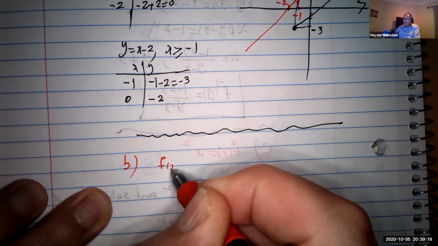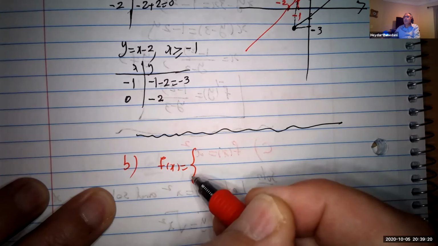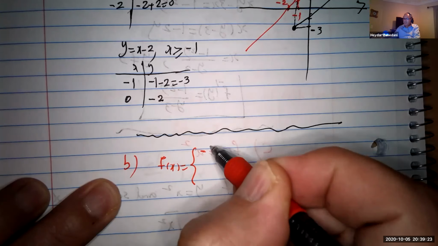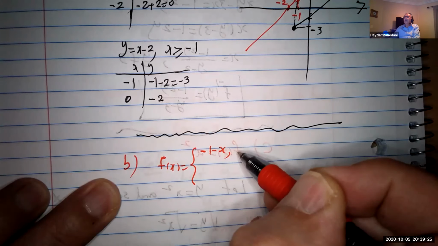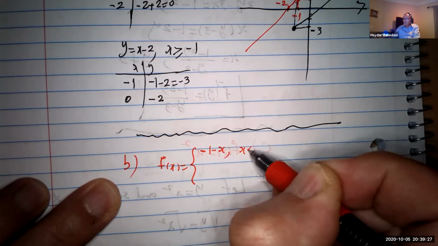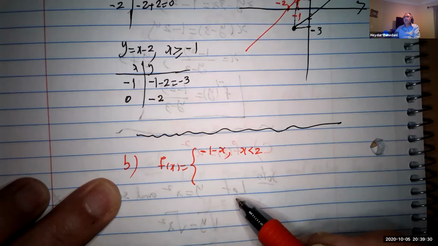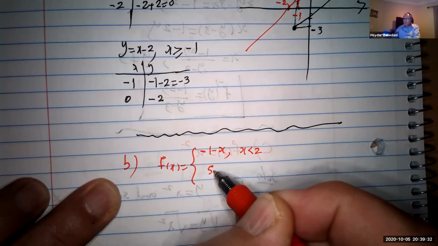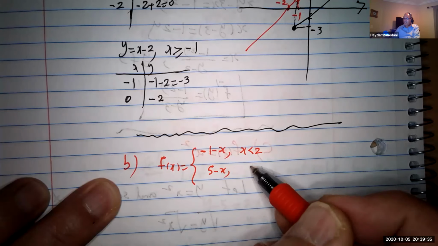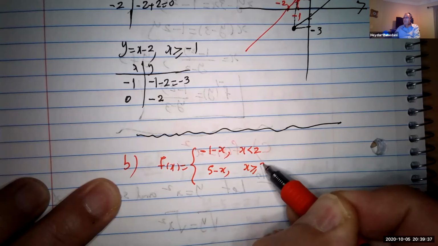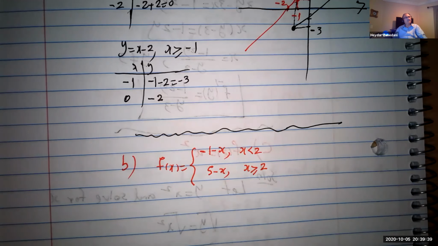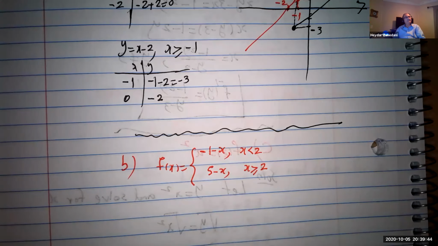So this is your function: f of x equals negative 1 minus x for x less than 2, and 5 minus x when x is greater than or equal to 2. This is the one. Your graph is partitioned at 2, so you get two portions of the graph. The first one is negative 1 minus x.